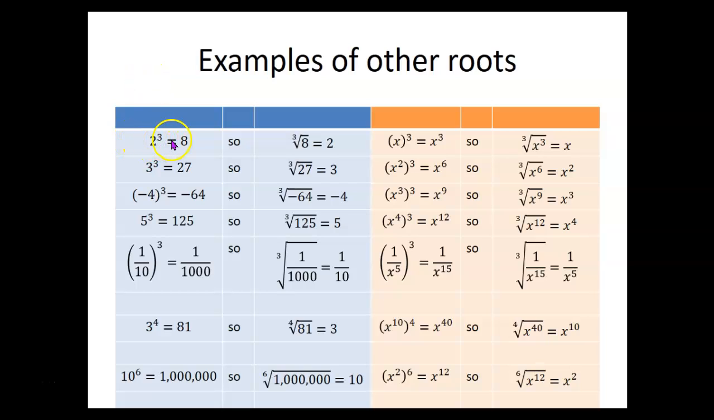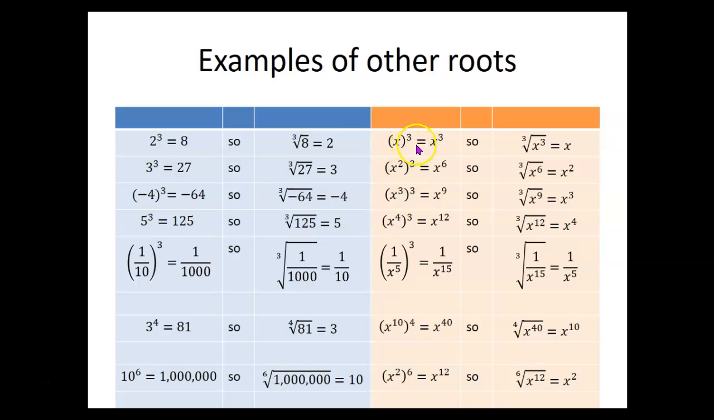Okay, 2 cubed, 2 to the third power, is 8. So the cube root of 8 is 2. 3 to the fourth power is 81, so the fourth root of 81 is 3. And look at some of these with x's.